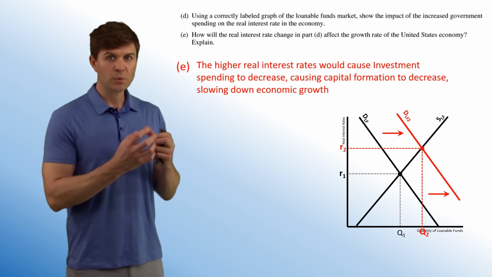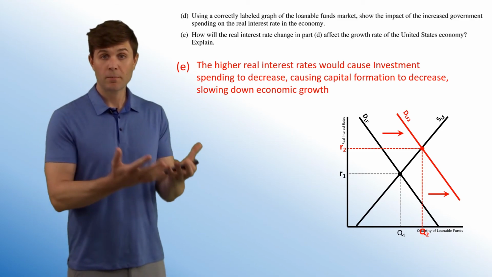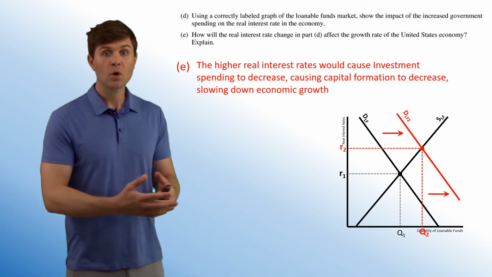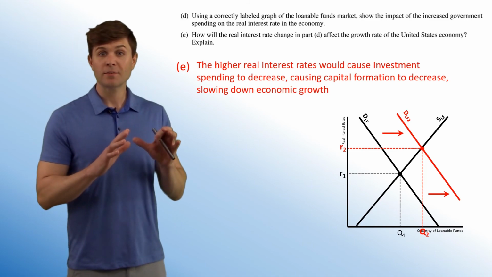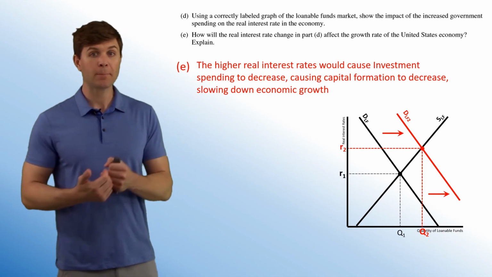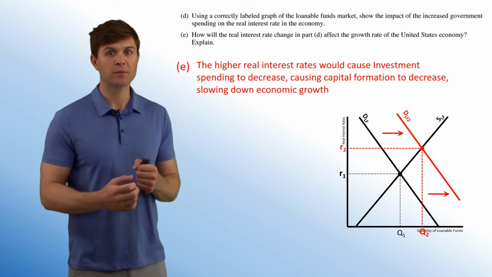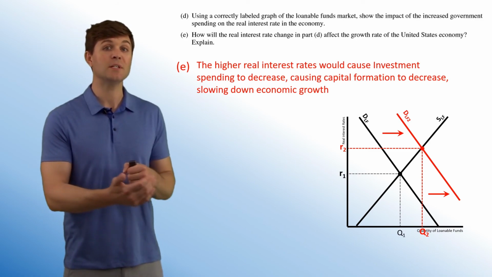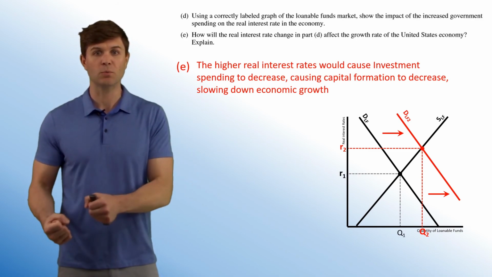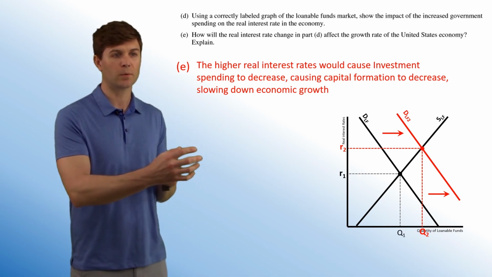So that decrease in investment spending due to the higher interest rates is going to decrease purchases of capital goods, or decrease capital formation, which will not necessarily bring back potential GDP, but it's going to slow the growth of potential GDP. It's going to slow the growth of the economy. So make sure you're using slow instead of decreasing growth. We're not decreasing growth. We're just slowing it. We're reducing the rate at which we are growing.